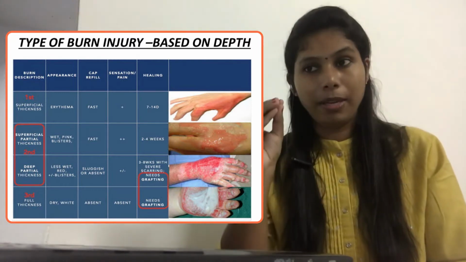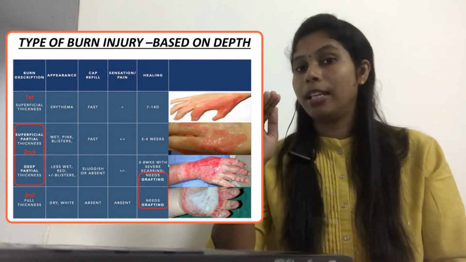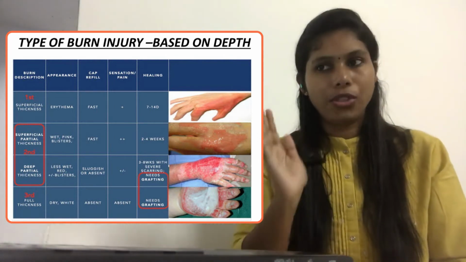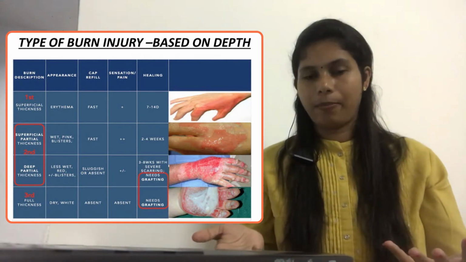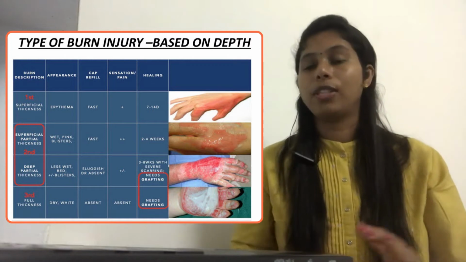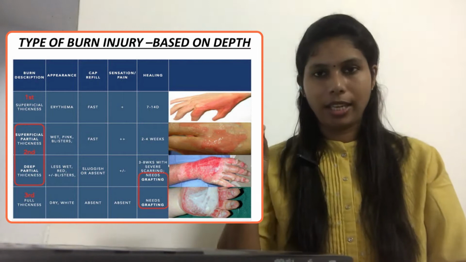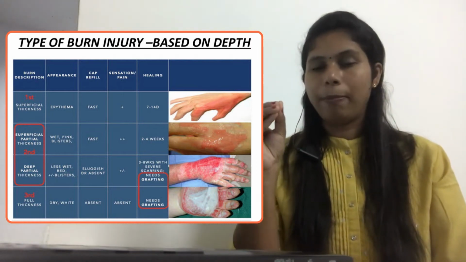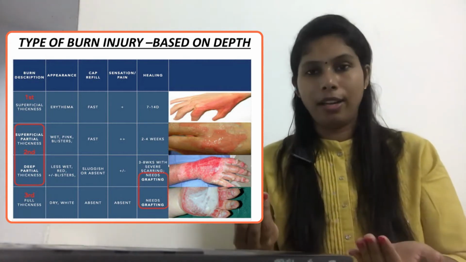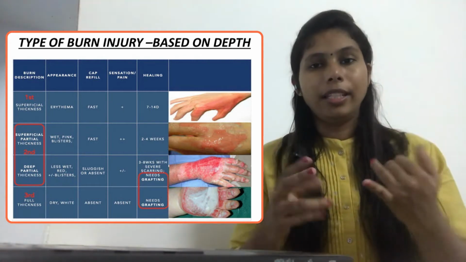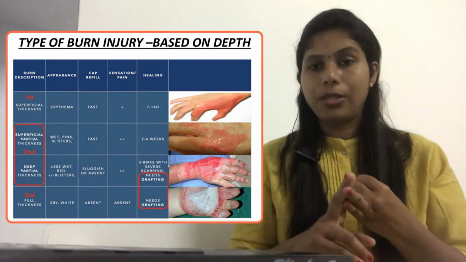There will be blisters but no scar, and the patient usually has pain, a little bit more compared to the first degree. It will take around 2 to 3 weeks to heal. So in the second degree, the first one is superficial partial thickness. The wound will appear red to white or more reddish, and there will be blisters and mild to moderate edema. That is also important.